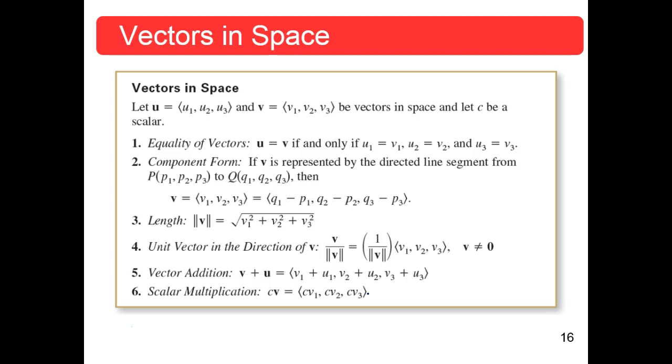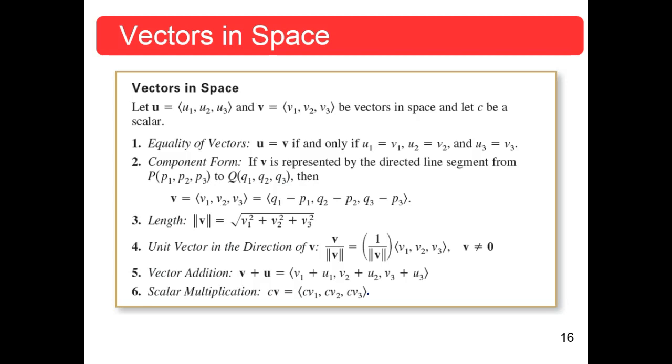Vector addition. Add 2 vectors together, you add their components together. That's why component notation is the way to go. Don't even start trying to do this geometrically. It's hard enough just to figure out what a vector is on a plane, to try to add on a plane. No, don't even mess with it. Just do component notation. U1 plus V1, comma, U2 plus V2, comma, U3 plus V3. That's it. Okay?